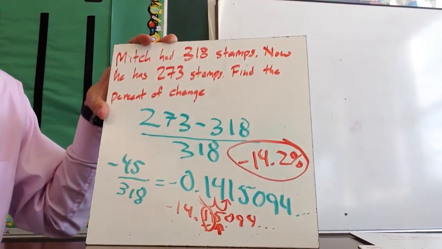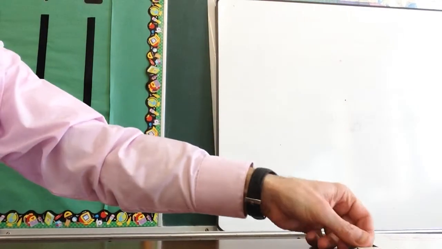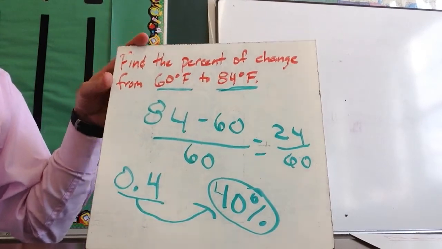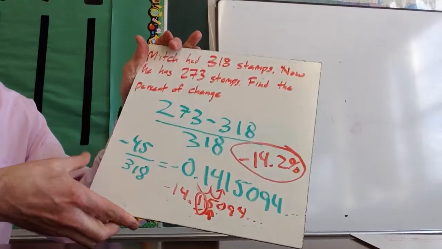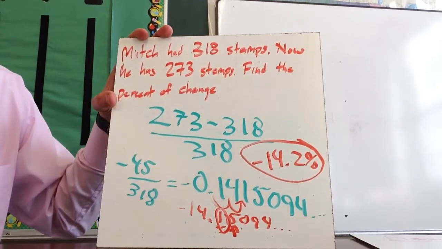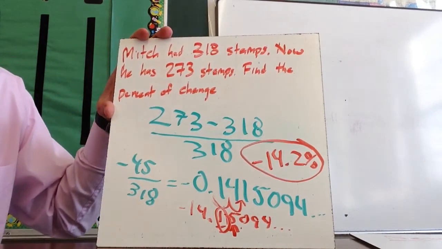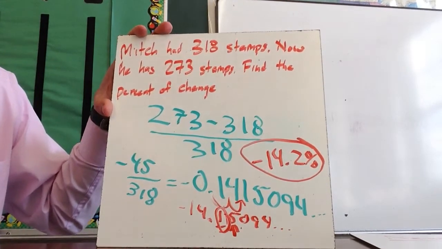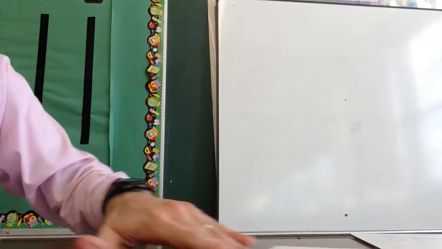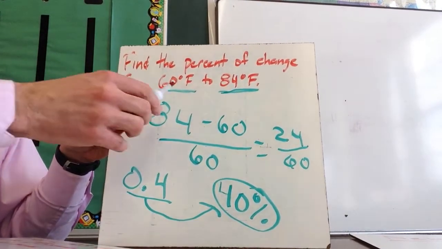Now, one of the things that I like about this formula, because one thing you may notice is that this answer was negative, whereas this answer was positive. The idea is that using this formula, new minus original over original, if the number on top, the numerator, is negative, it means that you went down. Mitch now has fewer stamps than he had before, whereas in this particular problem, the temperature went up. It was 60 degrees, now it's 84.